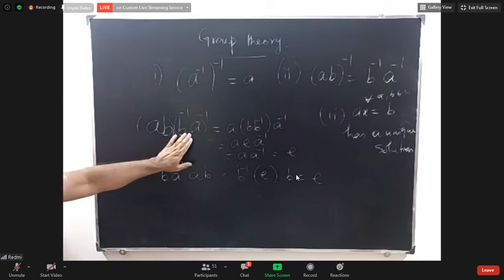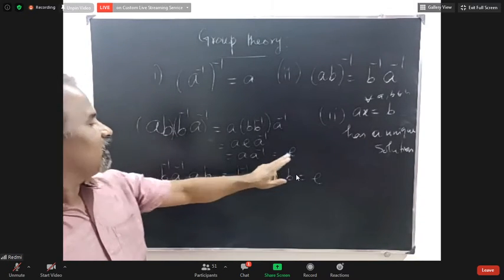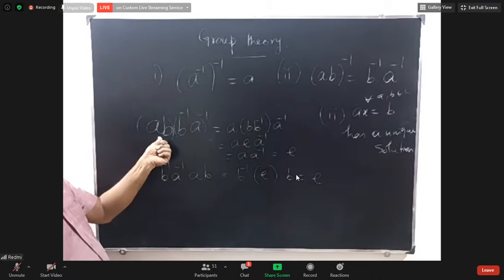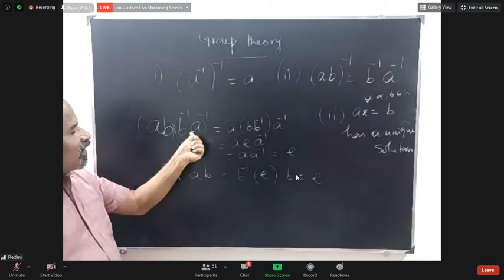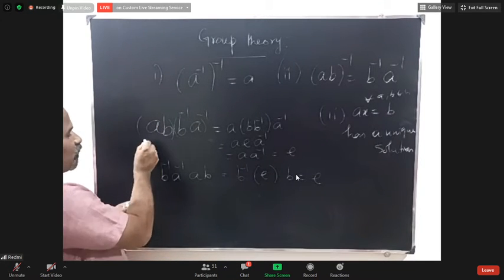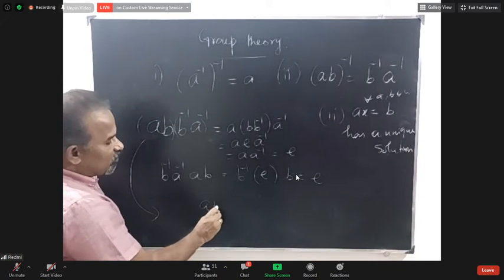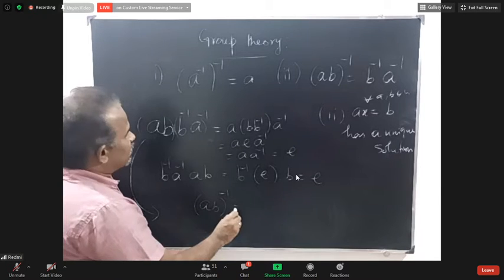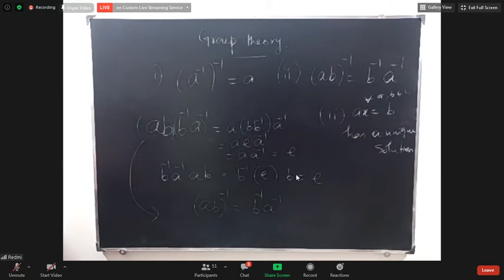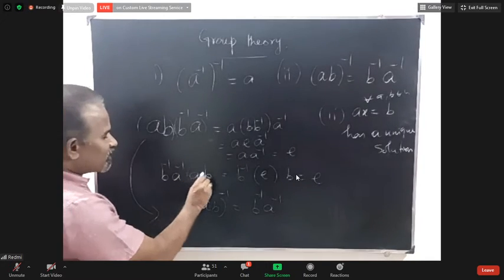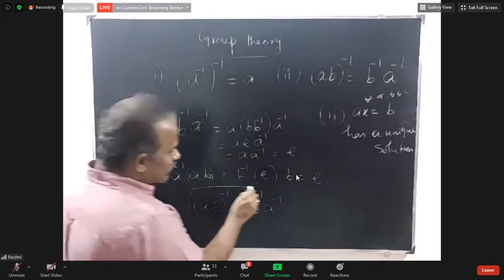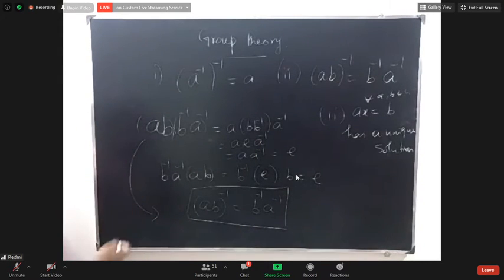So A into A dash is equal to E, or A into some element is equal to E. Therefore this is the inverse of this, or this is the inverse of this. So therefore the inverse of AB is equal to B inverse A inverse. So therefore this property is also most important.